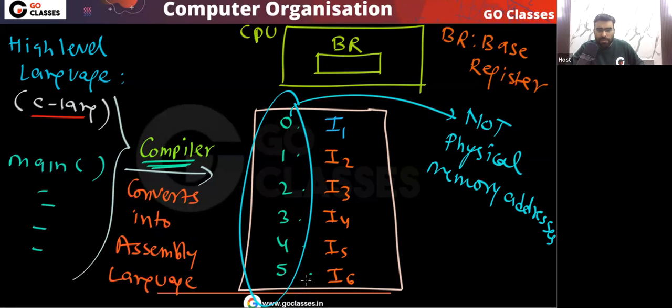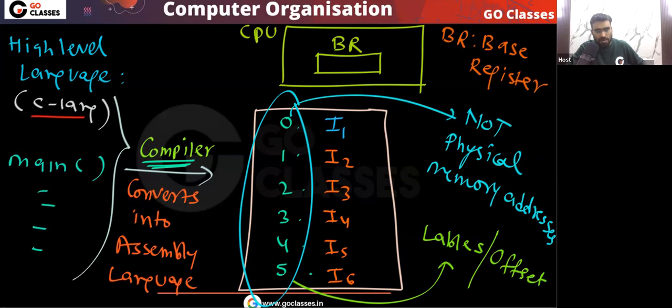Simply, I can call them labels. You can call them labels, or you can call them offsets, no problem. Remember, these are just labels, offsets, line numbers, whatever you want to call them. So this is what the compiler will do. Is this understood so far? So basically your compiler is going to do this.